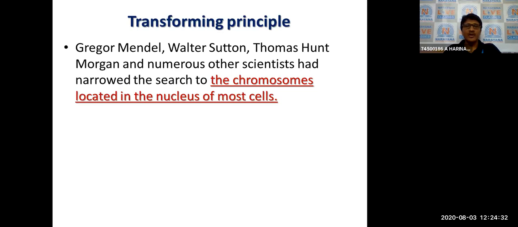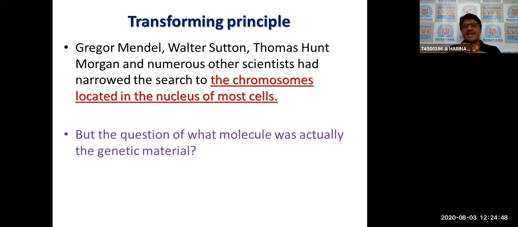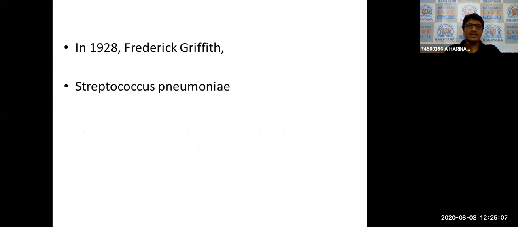So when they were doing experiments in different areas, they found that the genetic material is located inside the nucleus, in the chromosomes, but they did not know exactly what the genetic material was, whether DNA, RNA, or proteins. The first person to attempt experiments using a bacterium, Streptococcus pneumoniae, was the scientist Frederick Griffith. He performed his experiments in 1928.